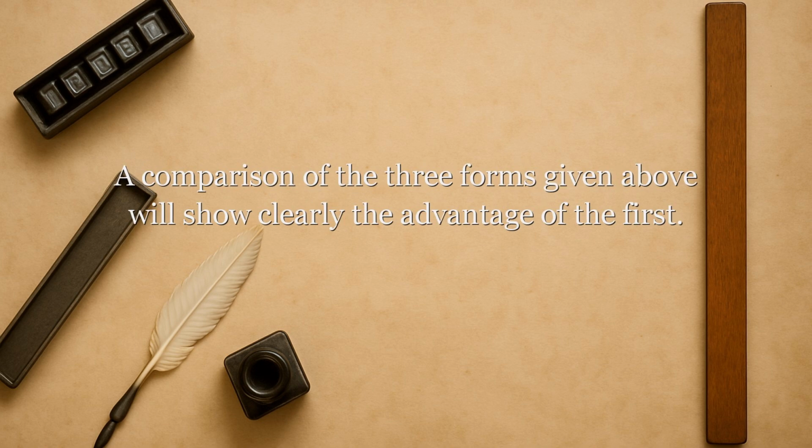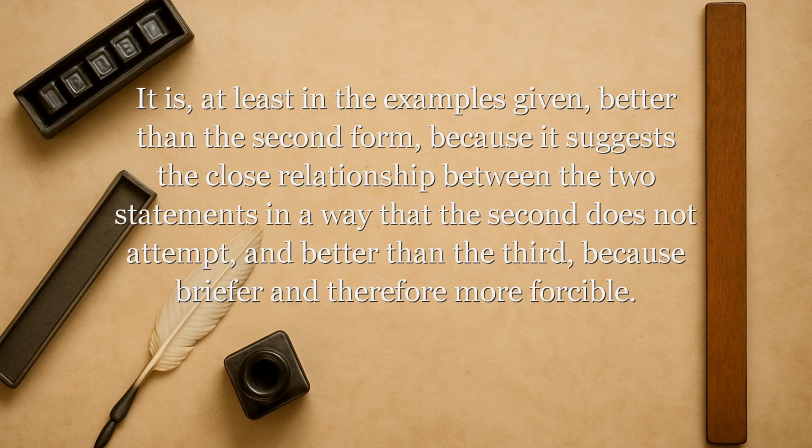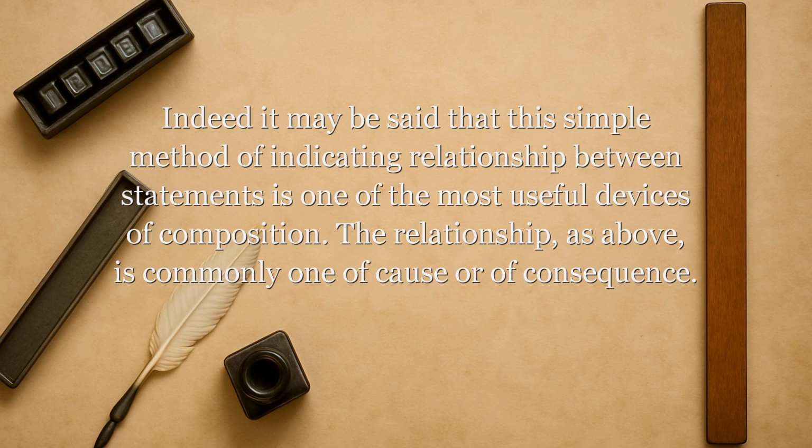A comparison of the three forms given above will show clearly the advantage of the first. It is, at least in the examples given, better than the second form, because it suggests the close relationship between the two statements in a way that the second does not attempt, and better than the third, because briefer and therefore more forcible. Indeed, it may be said that this simple method of indicating relationship between statements is one of the most useful devices of composition. The relationship, as above, is commonly one of cause or of consequence.